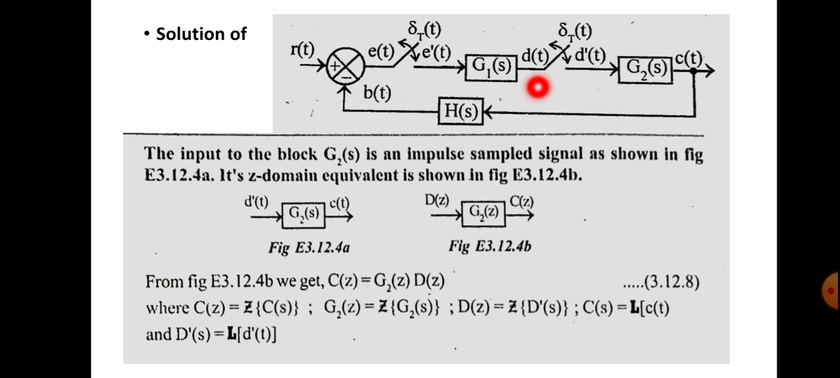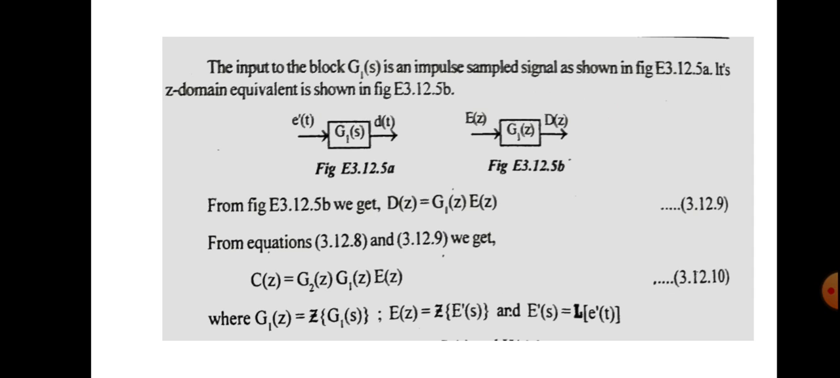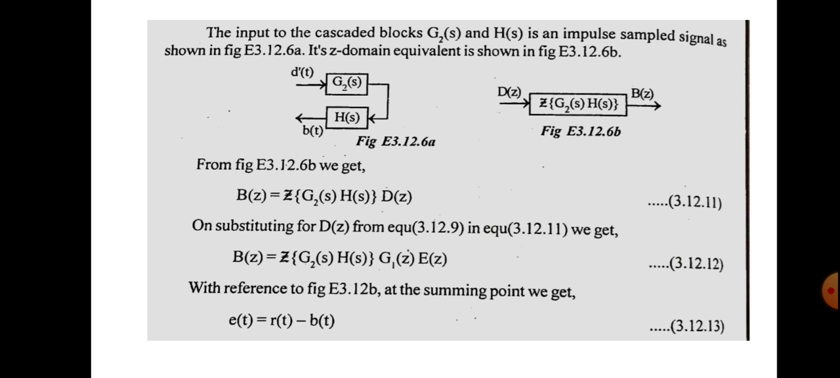So in the feedback section, you have to take this path, that is from this sampler to this path. The input to the cascaded block G2 of S and H of S is an impulse sampled signal as shown in the figure, that is D dash of t, G2 of S and H of S, and B of t is the output. Here you can write D of Z as input, and since there is a sampler behind this G2 of S, you can write directly the Z transform of G2 of S into H of S. That output will be equal to B of Z.